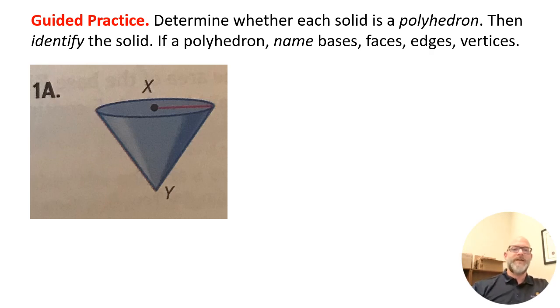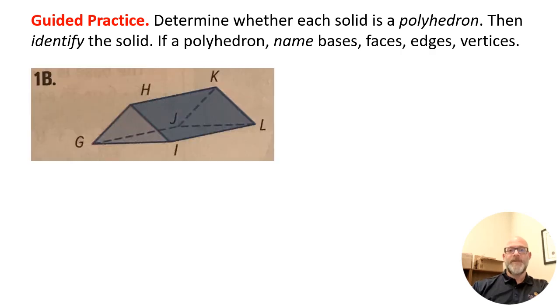All right, I'm back. This is a cone. It's not a polyhedron. It does not have polygon flat surfaces. How about this? You try this on your own, and I come back. All right, let's see how you did.